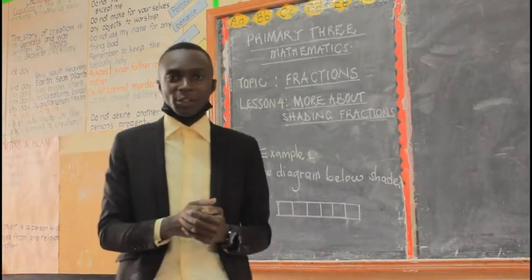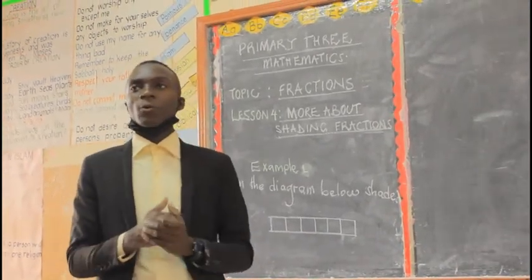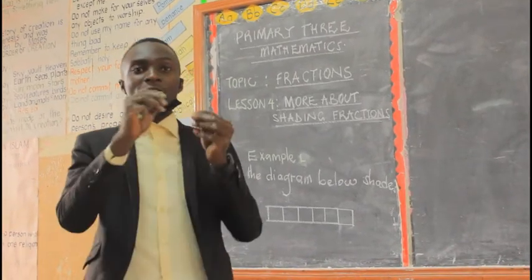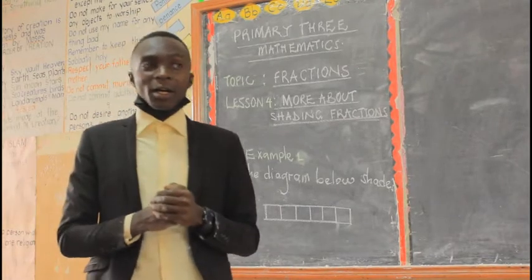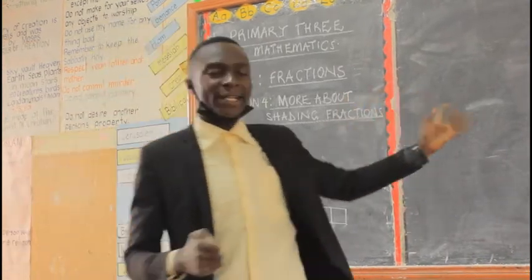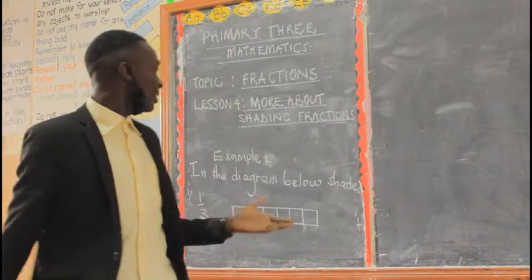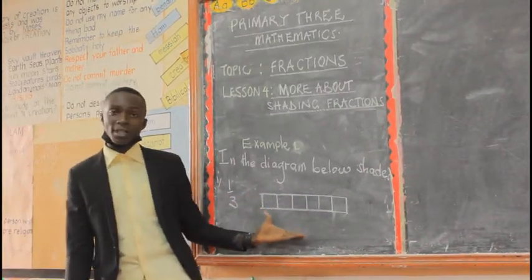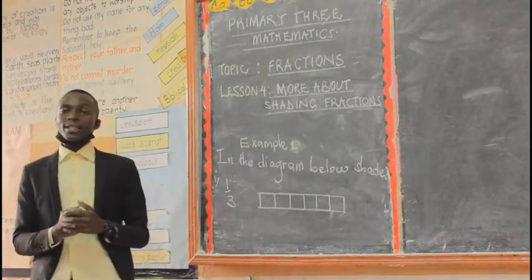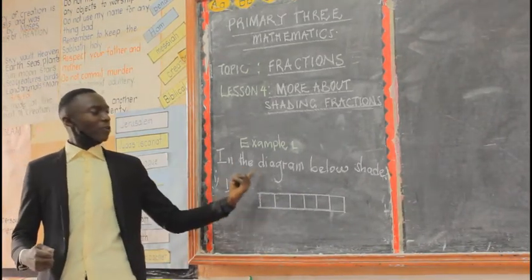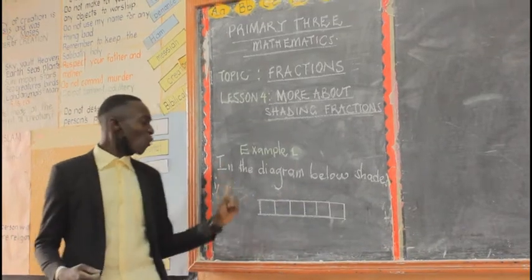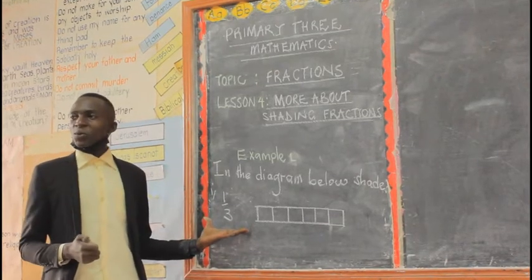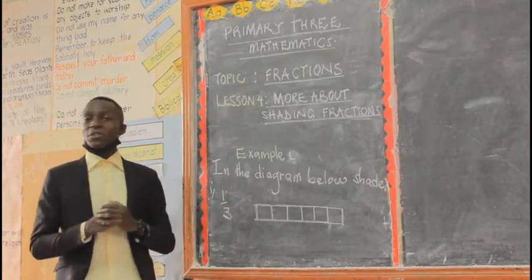As in lesson 3, we looked at shading direct fractions, whereby they give you 2 parts out of 3 when there are 3 parts given. But now we are going to look at some indirect examples of shading fractions. Example 1 says that in the diagram below, shade 1 out of 3. In mathematics, this simply means that we are going to shade 1 part out of 3 parts.